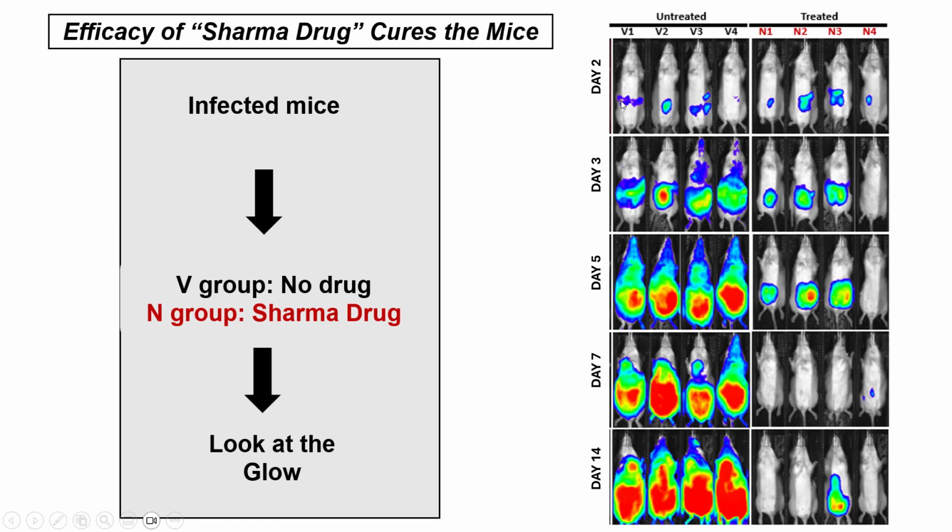So we had some genetically engineered parasites which glow just like firefly. So the color that you're seeing is representing the parasite glowing just like firefly, and more the color, more the parasite. First 5 animals, V1 to V4, were not given any drug, and N1 to N4 were given the Sharma drug. As you can see, the animals given Sharma drug have lesser color, lesser signal. That means they had lesser parasites after treatment. So we knew that the treatment was effective.